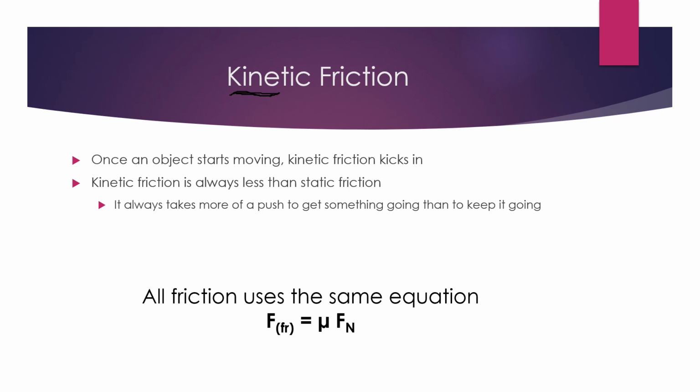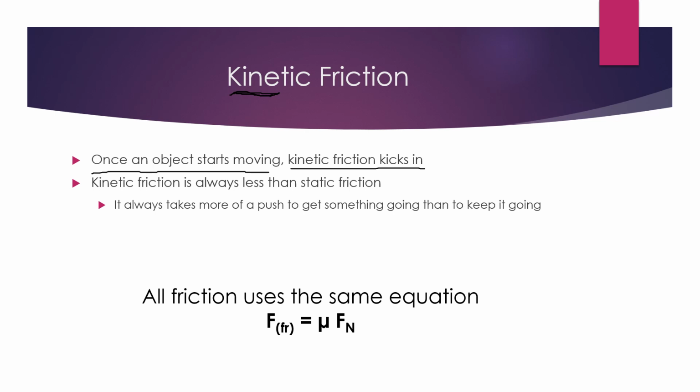So if you think about that picture we looked at before of all those jagged edges, if an object is sliding across something, it doesn't have time to kind of fall into those cracks and crevices. It just keeps moving. So therefore, there's less friction, there's less contact to exist, and less force to slow it down. So once an object starts moving, kinetic friction kicks in.